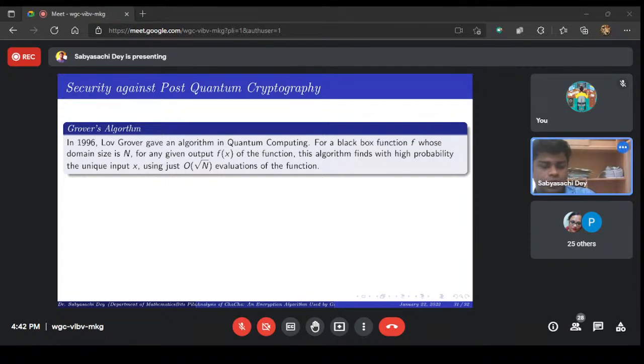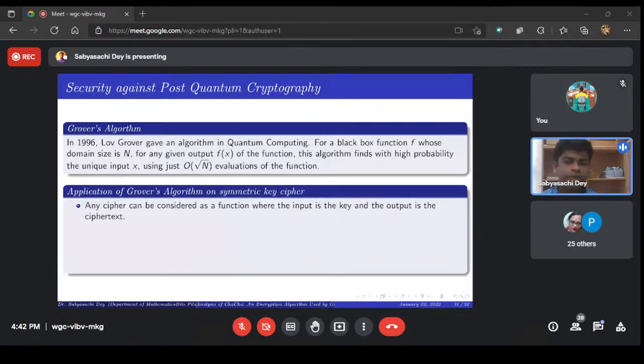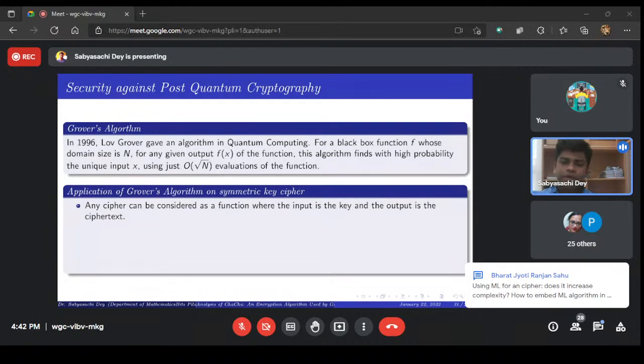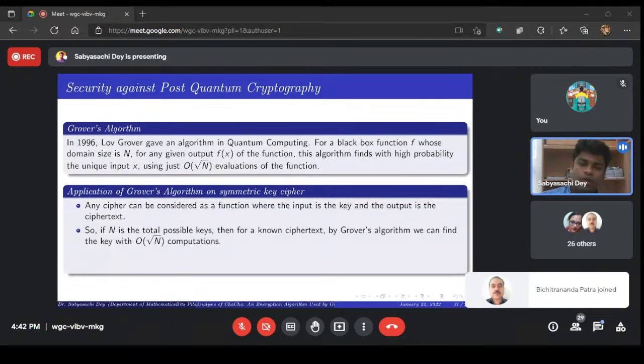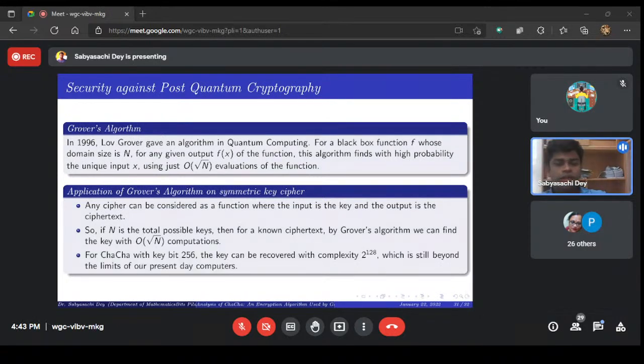Now, using this algorithm, any symmetric key cipher can be attacked, because what a symmetric key cipher does is it takes the key as input and gives the ciphertext as output. For example, ChaCha takes the key as input. The key has size 2 power 256. So if n is the total possible values of keys, then for a known ciphertext, using this algorithm we can find the key with order of root n computation. In ChaCha the key length is 256, so the total possible values of key is 2 power 256. That means the domain is 2 power 256. Therefore, using this algorithm, we can recover the key with complexity square root of 2 power 256, which is 2 power 128, or some constant multiple of 2 power 128.